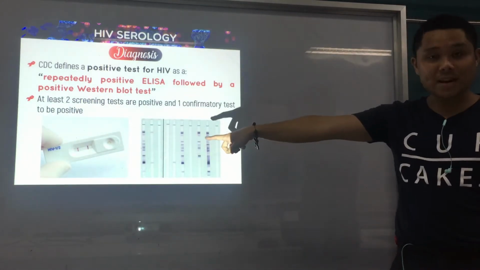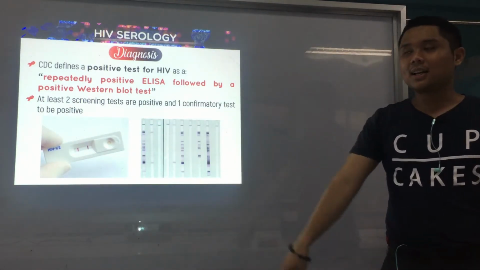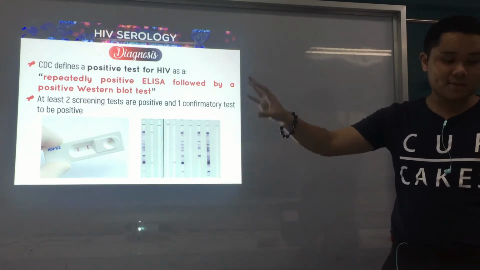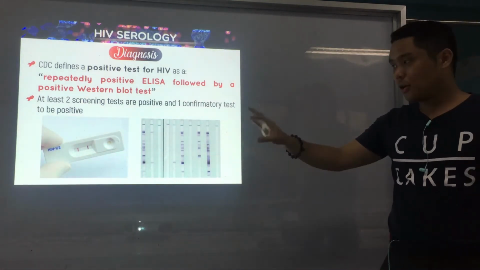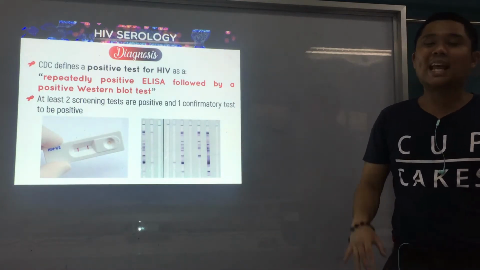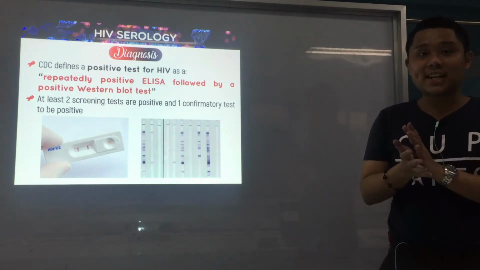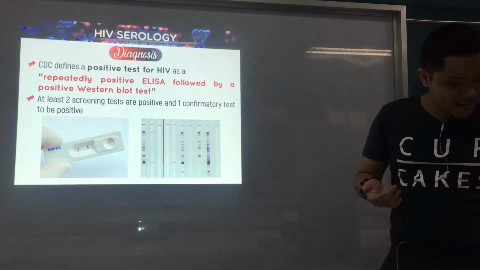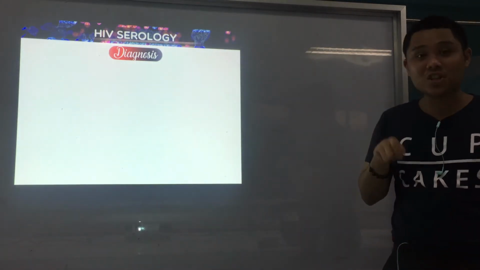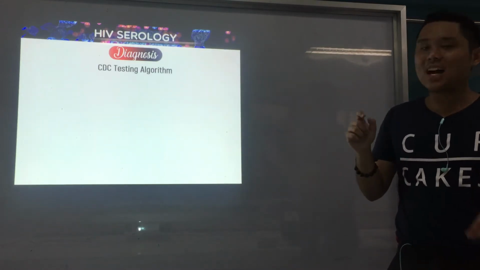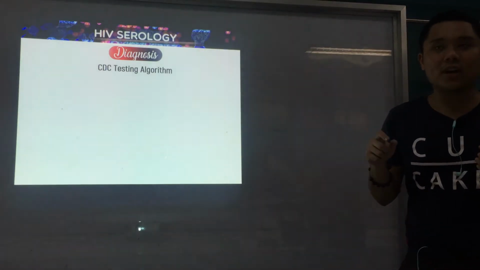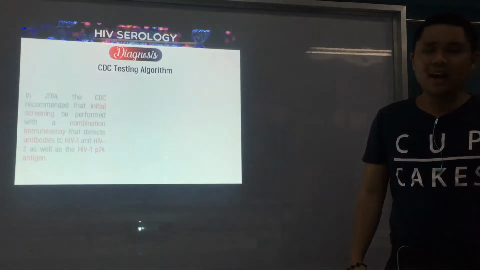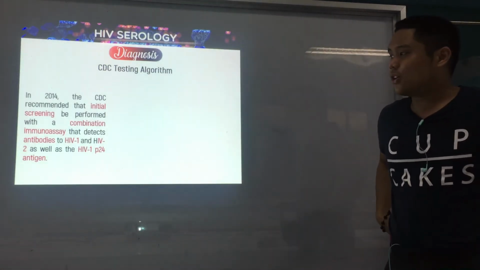Here's a picture. That's a rapid test and an immunoassay. If positive on screening, of course, you subject it now to Western blot. That is the general testing procedure that was followed for the longest years. But recently, it has now been changed. The CDC now developed a new algorithm, or testing steps, in 2014.